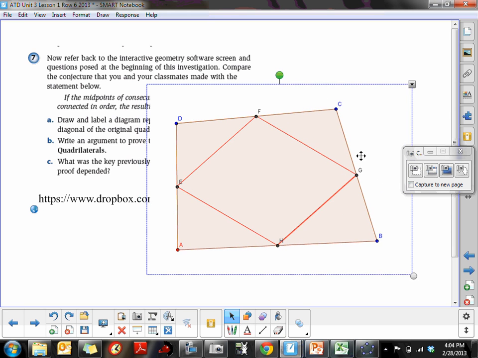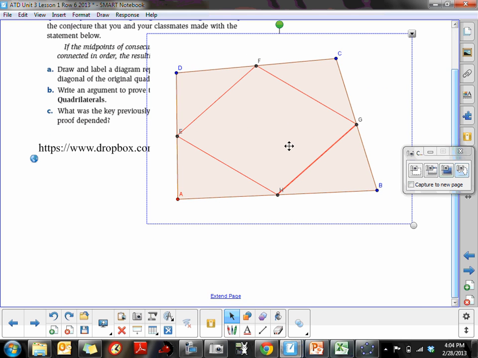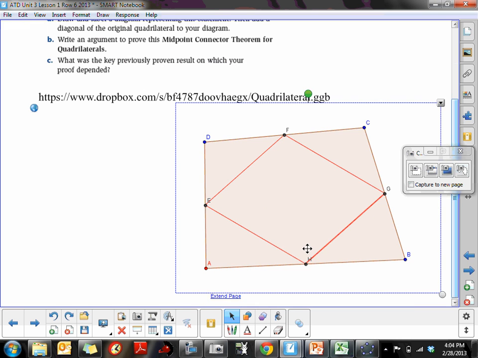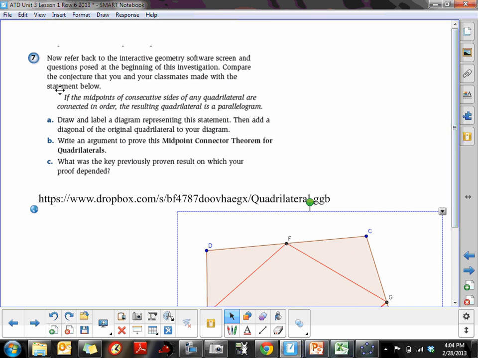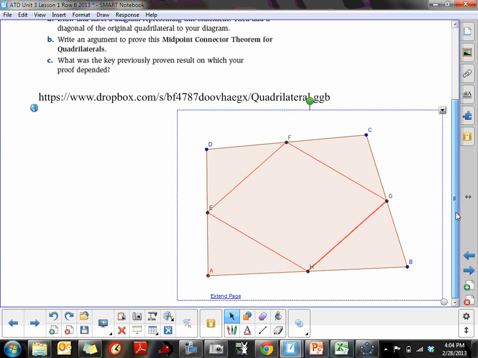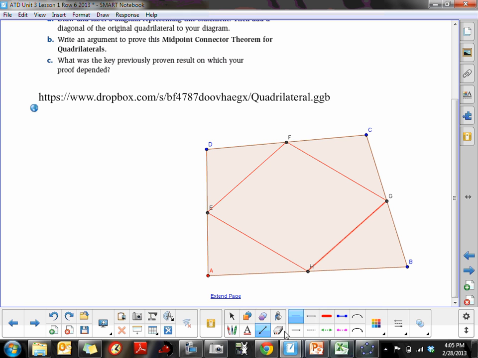Okay, so here's our object we get to work with. It was a quadrilateral. Any old quadrilateral would do. They didn't really specify anything beyond that. Now we're going to follow some of the directions and see if we can prove why this thing, or even if it is, a parallelogram all the time. So draw and label a diagram representing the statement, which I've done. Then add a diagonal to the original quadrilateral in your diagram. So what we're going to do is follow those directions, and we're going to create a diagonal. It's one of the diagonals from our original quadrilateral over to here. So that's following the directions so far.